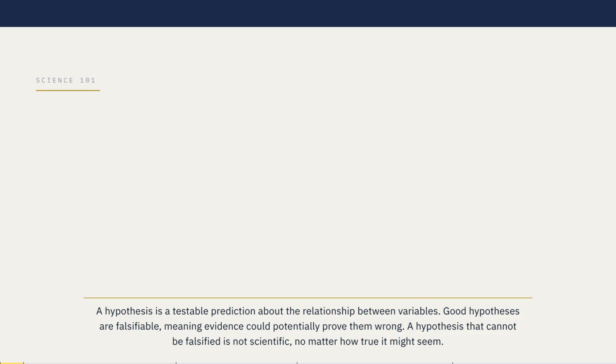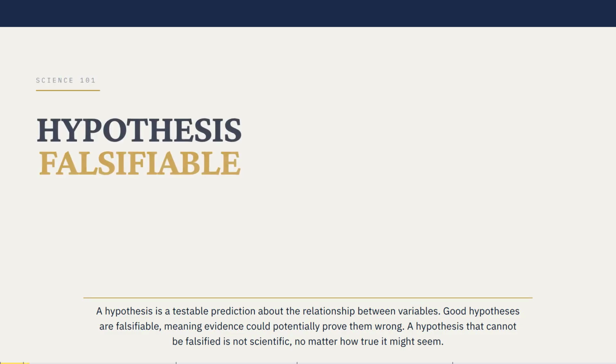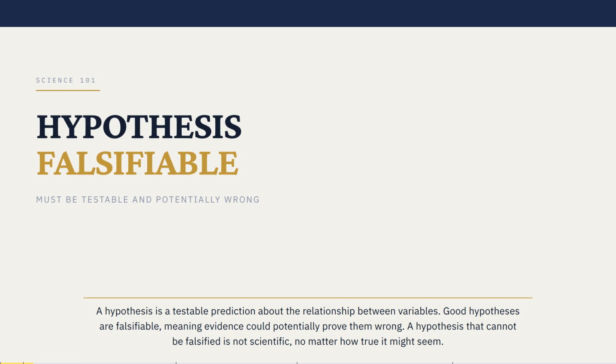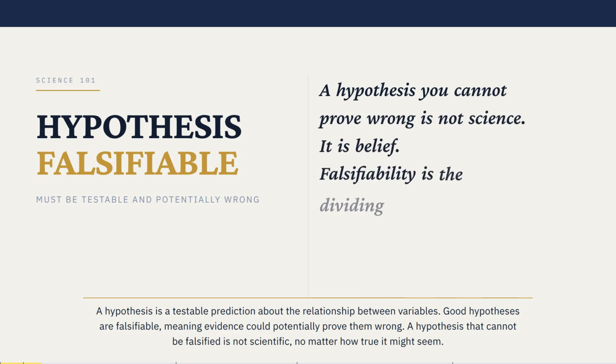A hypothesis is a testable prediction about the relationship between variables. Good hypotheses are falsifiable, meaning evidence could potentially prove them wrong. A hypothesis that cannot be falsified is not scientific, no matter how true it might seem.